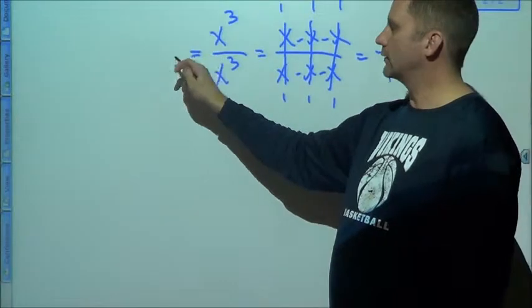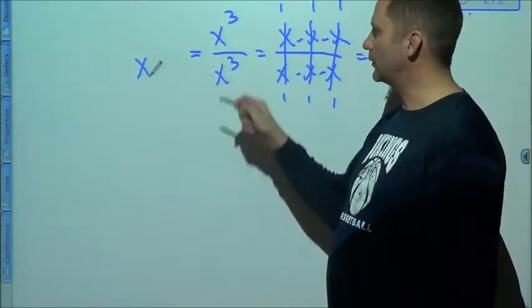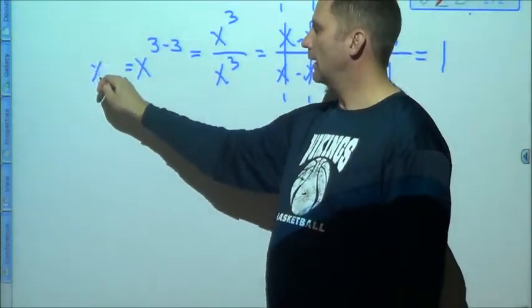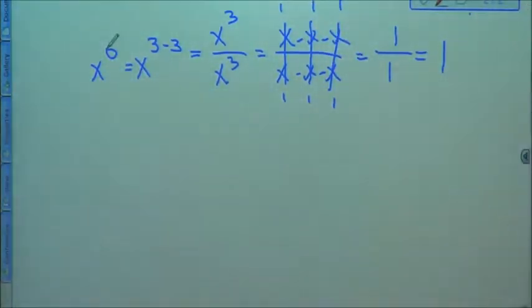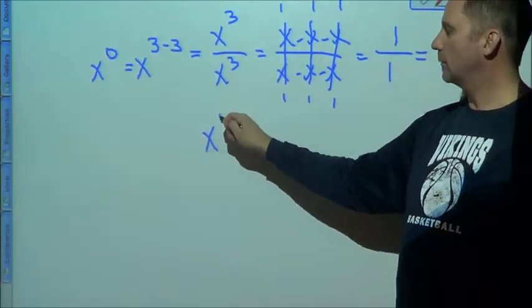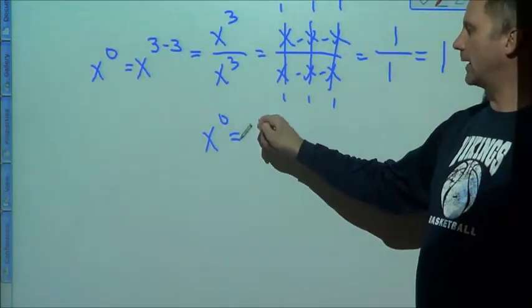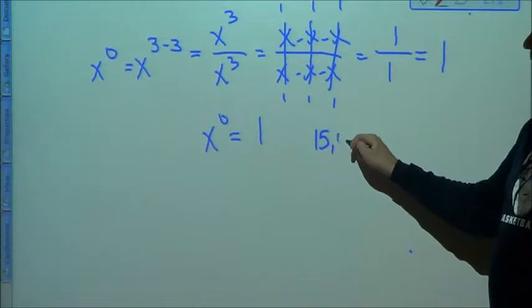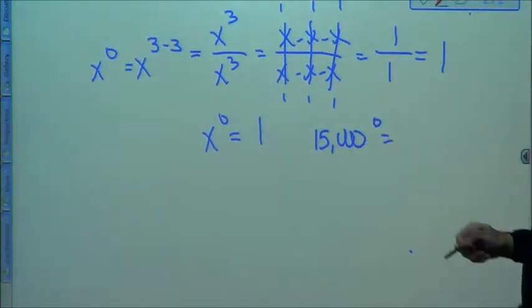Using the law of exponents, if we divide common bases, we subtract their exponents, I get 3 minus 3, which is x to the 0th power. Okay, so once again, if it's true going this way and true going that way, then my two results must be equal to each other, which means x to the 0th power is 1. Now that being said, any base to the 0th power is 1. Not 0, it's 1. And it doesn't matter how complicated it is. If I have 15,000 to the 0th power, what's that equal to?